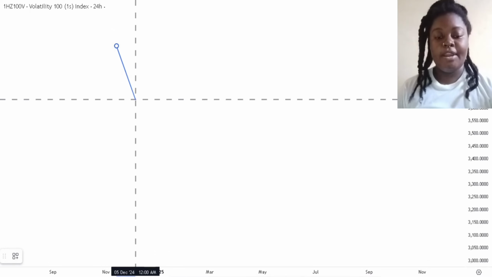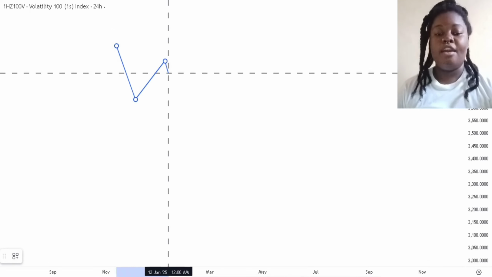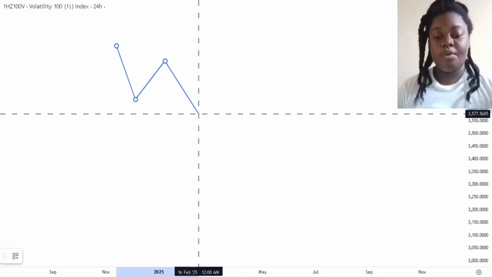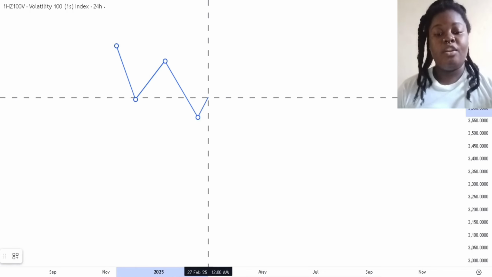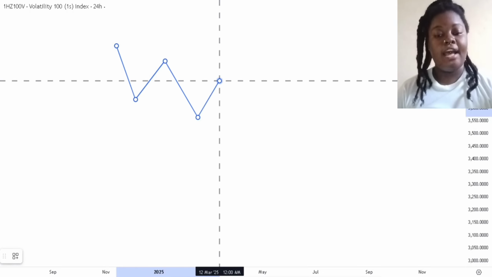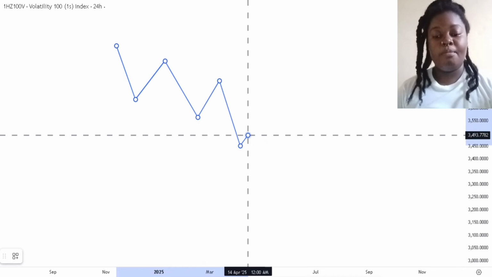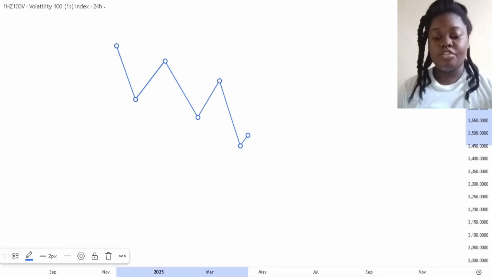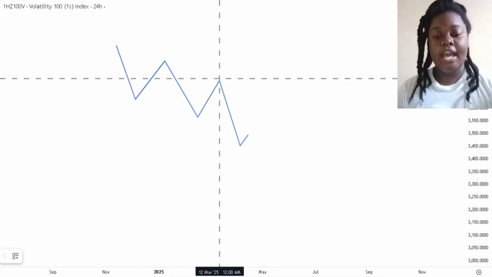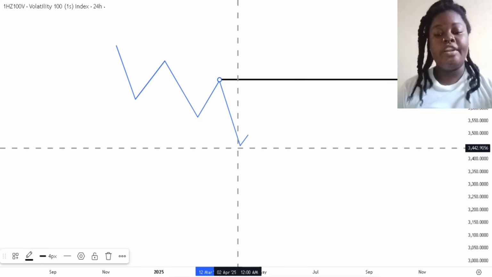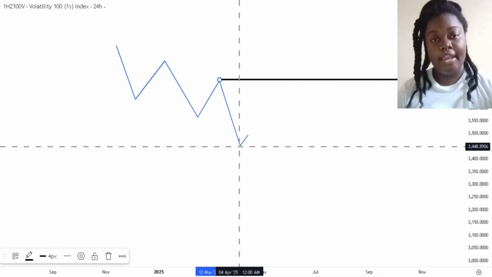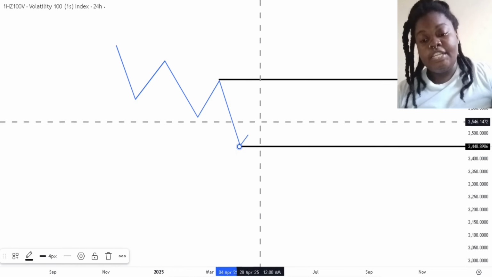So say the market creates the low, then it has a high, continues to break the previous low here, then now we have a lower low and then a lower high. The market is starting its new pullback right there. So the internal structure is going to be between the previous swing high right here and the current swing low. So the internal structure is right here.